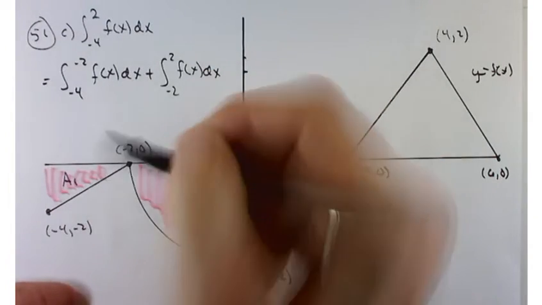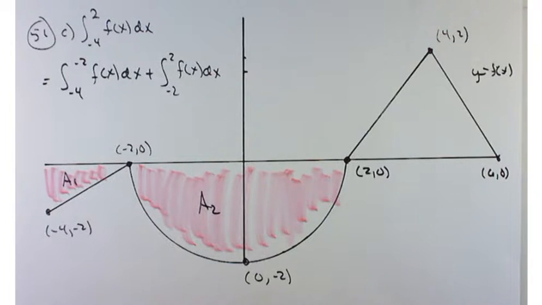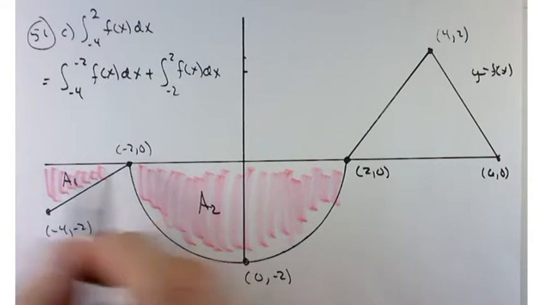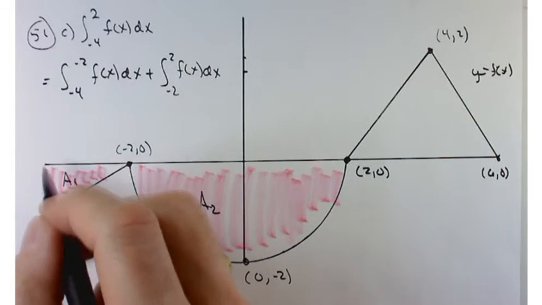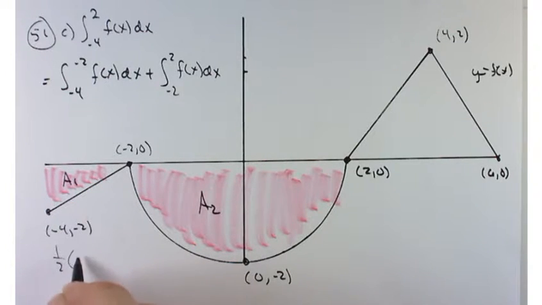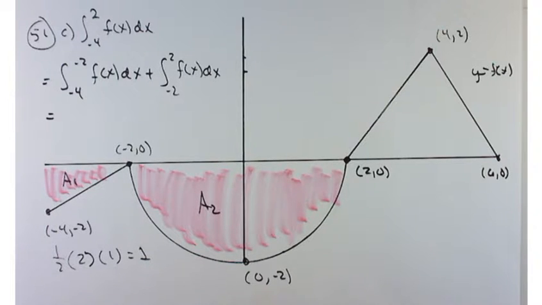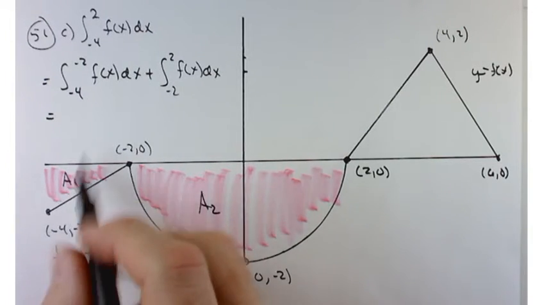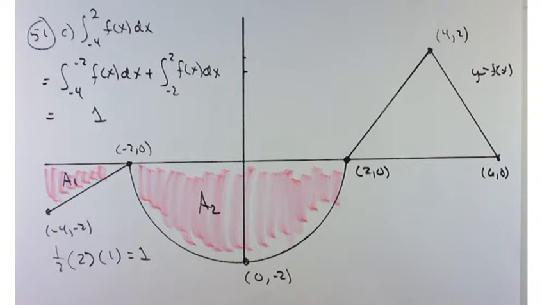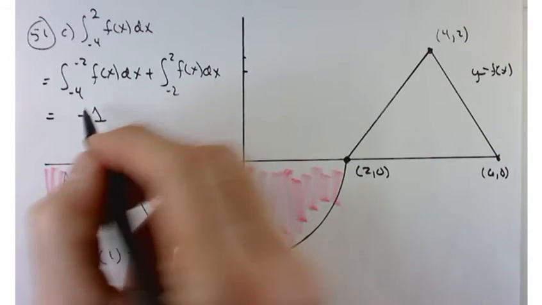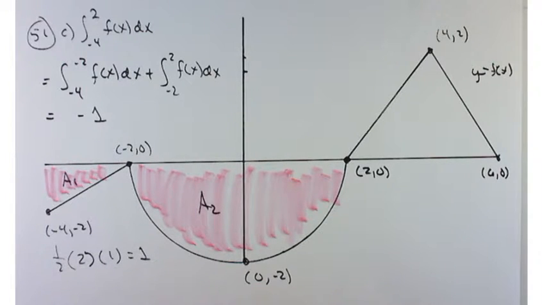What should I write down for this area? How would I calculate that area? Yeah, base times height. So the base here is a distance of 2. The height here is a distance of 1. So 1/2 base times height is going to be 1/2 of 2 times 1. So 1. But should I put in a 1 for A1? Amelia? Should I put in a 1 there? Does 1 work? No? What should I put? Some help? Negative 1. Because the area is below the x-axis. Alright, so we'll put in a negative 1.